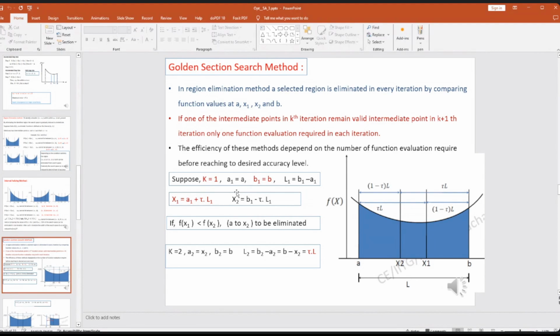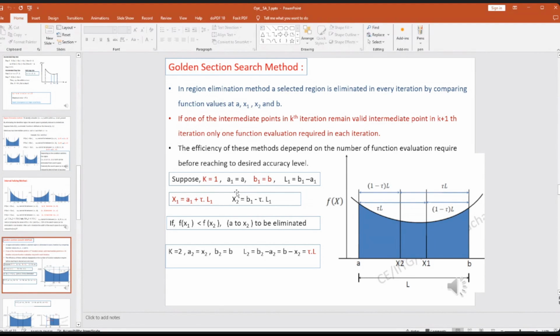Is it acceptable that it is an advantage? Yes, sir. It is an advantage. We can avoid the calculation overhead, so the number of functions to be evaluated can be reduced.